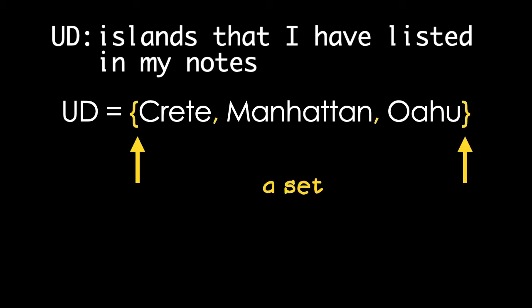Quick mathematical aside. A set is a collection of objects offered in no particular order, and it's standard to write a set in curly braces, like the ones highlighted and pointed to here on the slide. And then we put the members of the set in a list, and we separate them by commas. So the universe of discourse is a set of objects, the set containing Crete, Manhattan, and Oahu.